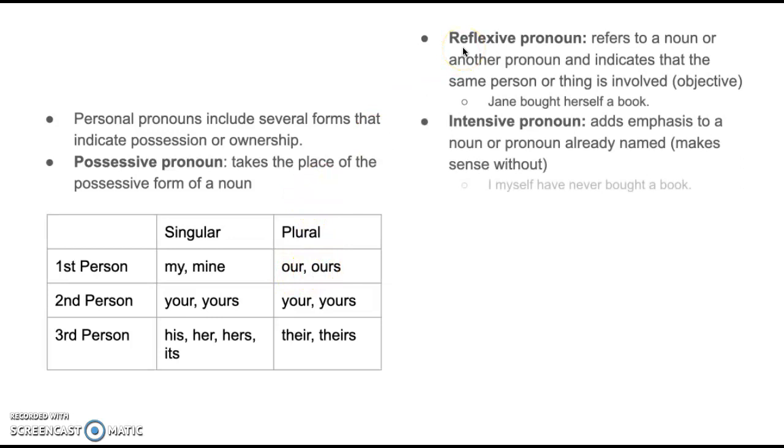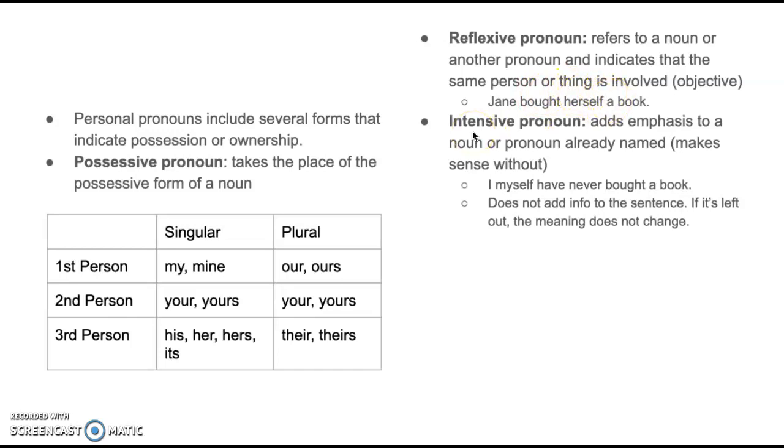Next up, we have reflexive and intensive pronouns. These are pronouns that end with the suffix self. A reflexive pronoun refers to a noun or another pronoun and indicates that the same person or thing is involved, and they are always objective. For example, "Jane bought herself a book." If you take herself out, it just says "Jane bought a book." You need to know who she bought a book for and that the same person is involved. You would add herself as the object of bought. "Jane bought herself a book."